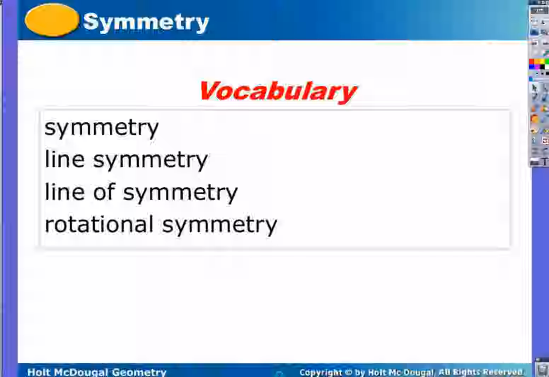These are some key words to know. Throughout the lecture, we'll explain what they mean. Lines, symmetry, line of symmetry, and rotational symmetry. Think of line symmetry and line of symmetry, associate those with what you knew before.